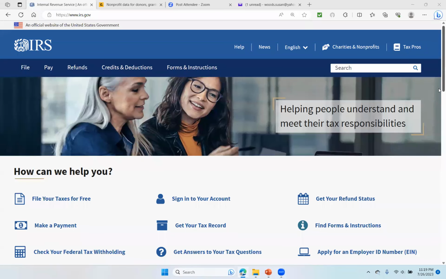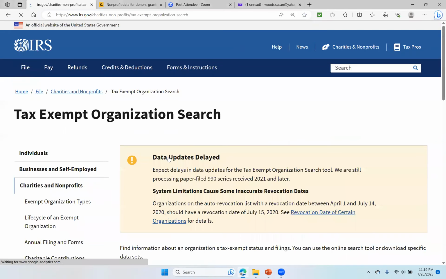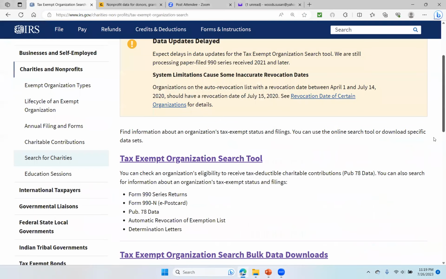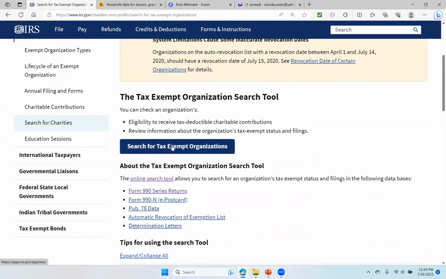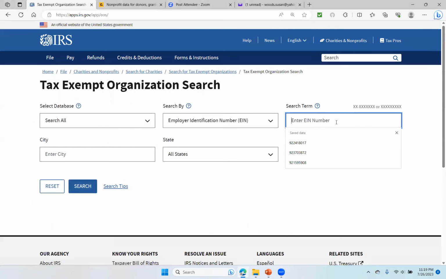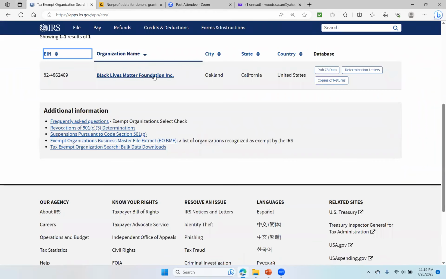So this is the irs.gov website, of course. And when I click on charities and nonprofits, and I scroll down, and I click on search organizations, and I scroll down again, and I click on tax exempt organization search, scroll down once more, search for tax exempt organizations. I'm going to type in the Black Lives Matter Global Network Foundation's EIN number. That's the number that you can search by to look up any 501c3 nonprofit organization. And when I do that, you see it says Black Lives Matter Foundation, not Black Lives Matter Global Network Foundation.